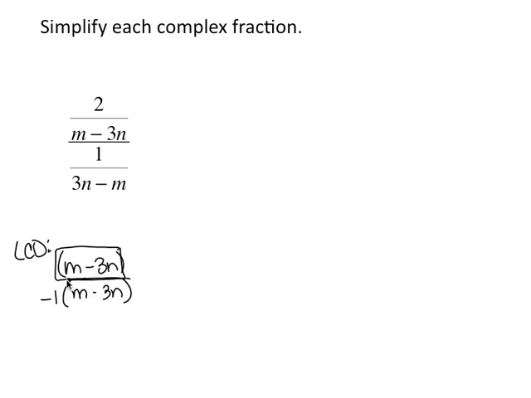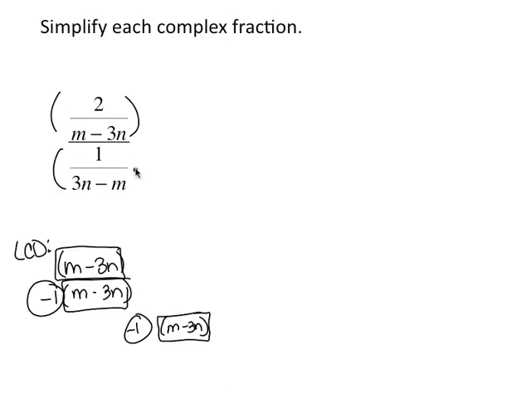So I have a group of m minus 3n that I need to use, and I have a group of negative 1. So my LCD is negative 1, m minus 3n. So I'm going to multiply the top fraction and the bottom fraction by negative 1 times m minus 3n, and negative 1 times m minus 3n. So when I multiply the top fractions by the LCD, my denominator cancels with that one, and I'm just left with negative 2 at the top.